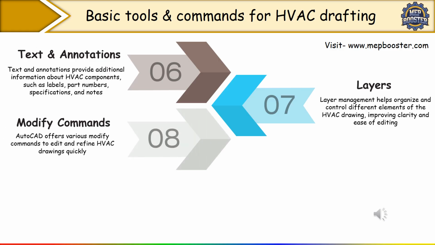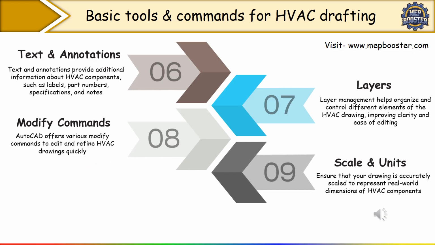Then the next is the modify command. AutoCAD offers various modifying commands to edit and refine HVAC drawings quickly. Commands like move, copy, rotate and mirror are used to reposition, duplicate and manipulate objects. Use commands like trim and extend to trim or extend lines and polylines to meet other objects.